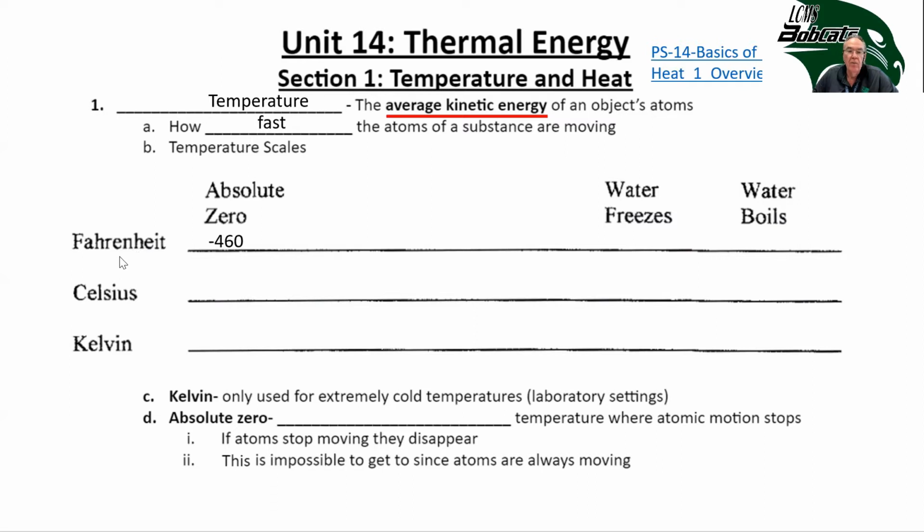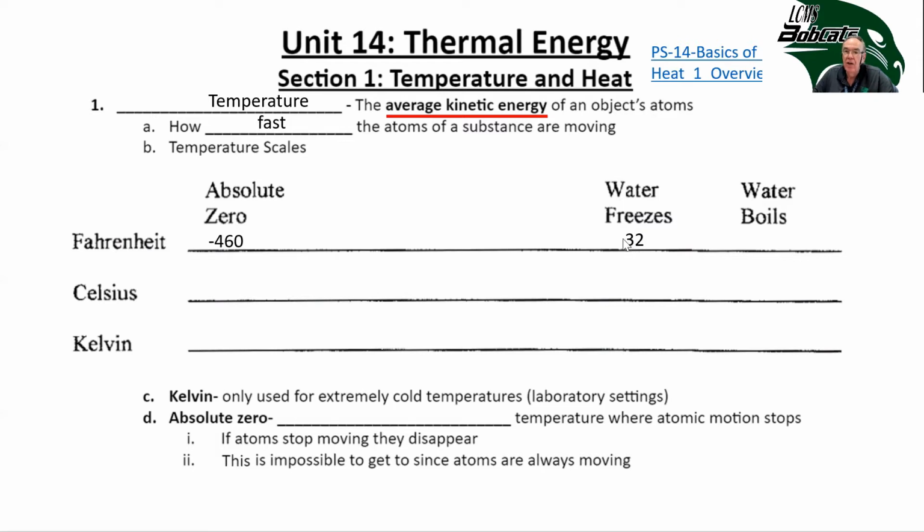There's Fahrenheit, which is the one that we typically use in the United States. It's a part of the standard system. It's not really used very much in the rest of the world. And there's three basic temperatures that we're going to take a look at on each of these scales. First one is absolute zero. On the Fahrenheit scale, absolute zero is at negative 460 degrees. And then on the Fahrenheit scale, water freezes at 32.